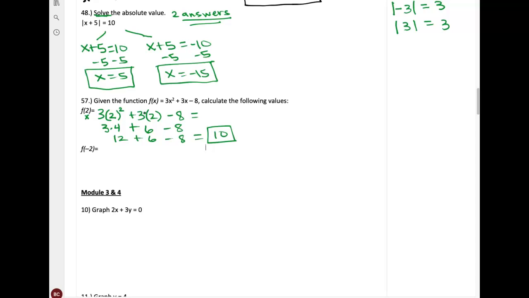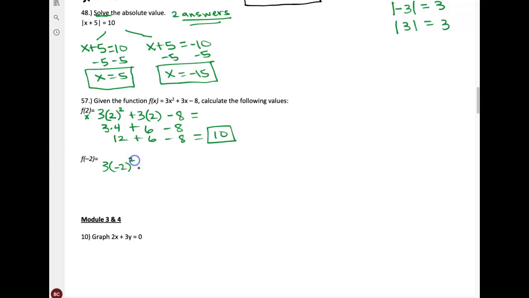All right, but this next one tends to be where there's some trickiness involved, because that negative can sometimes cause some issues. So now I'm going to put that negative 2 in instead. So I'll have 3 times negative 2 all squared, plus 3 times negative 2 minus 8.